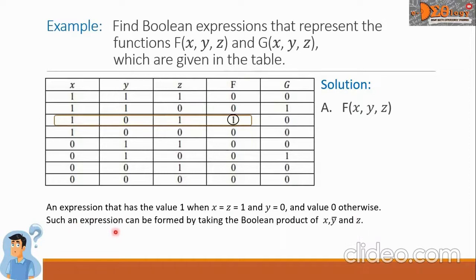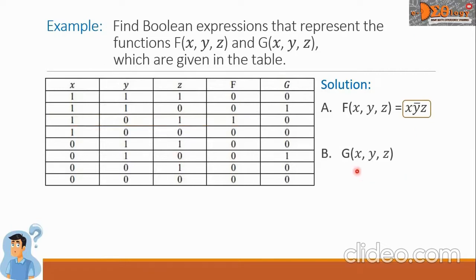Such an expression can be formed by taking the Boolean product of x, the y complement, and z. As we can see, the x here is 1, the y is 0, and the z is 1. So the product we will write in here, and this is x times y complement times z. This is the function for f.